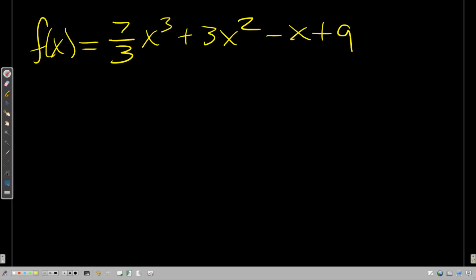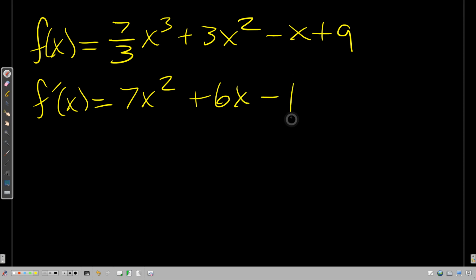Okay. Here's my function. F prime of x is going to be 7x squared plus 6x minus 1. I am curious where this thing is equal to 0. Okay. That means you're going to have to factor this expression. Unfortunately, y'all. That is, unless you can recognize what a root would be. If you can recognize what one of the roots would be, then you can divide using synthetic division.